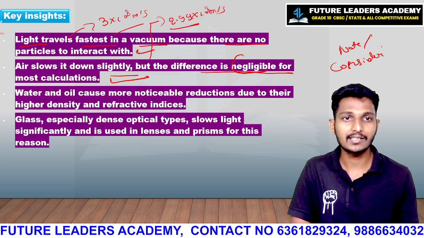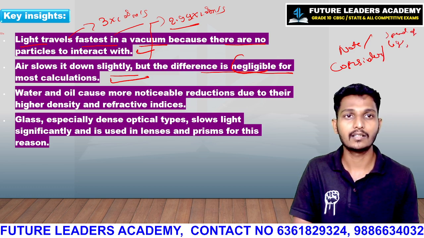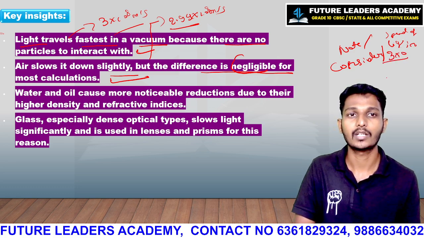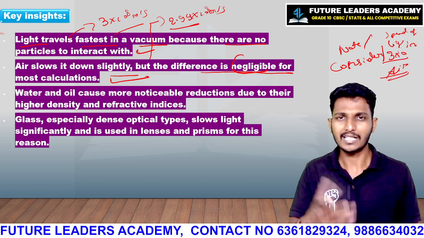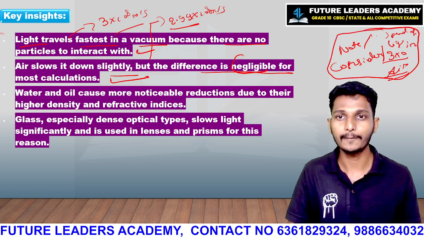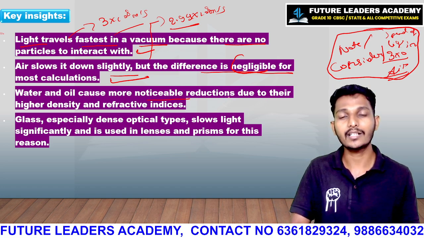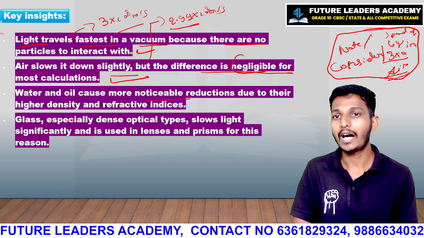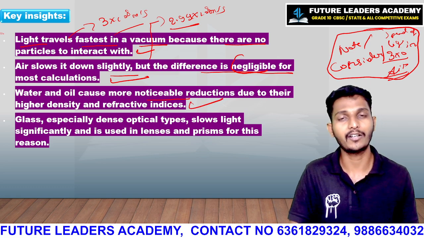Consider the speed of light, whichever you are taking, 3 into 10 to the power 8 as the air medium. You can mention it and take it in the calculation. If you do not mention, that's also okay, but it is better and very important to mention whichever term you are taking. Then water and oil cause a more noticeable reduction. Reduction means speed is reduced due to the high density and the refractive indices.